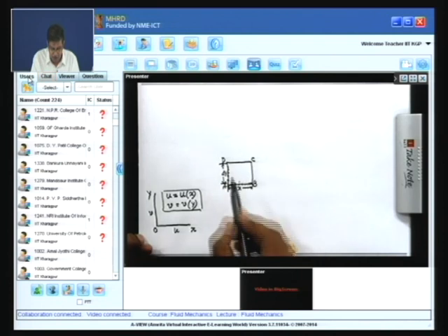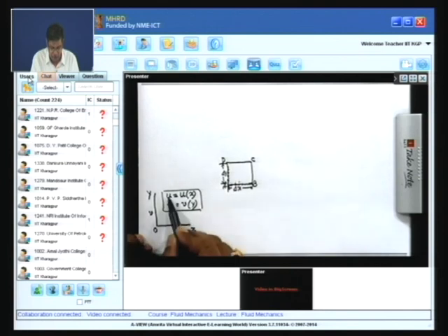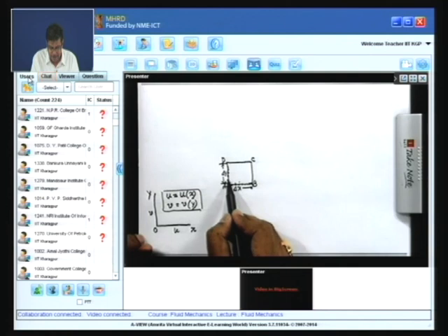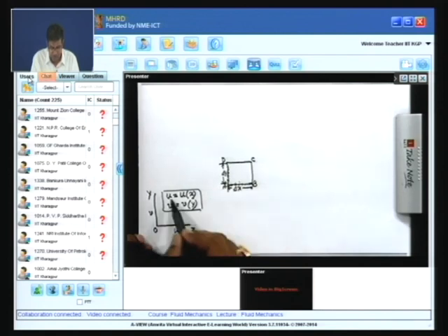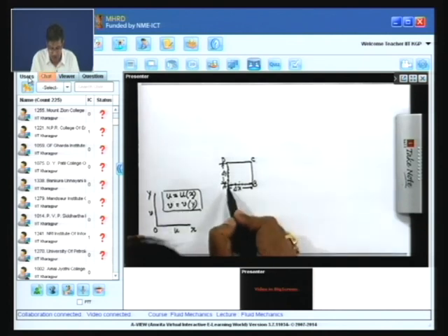In a similar way, all the particles on AD move with the same u component of velocity because u is not a function of y, it is a function of x. All the particles in the linear element AD vary in their location with y, but they have the same x coordinate. So the u component of velocity is the same because u is not a function of y, which means this linear element AD moves parallel.